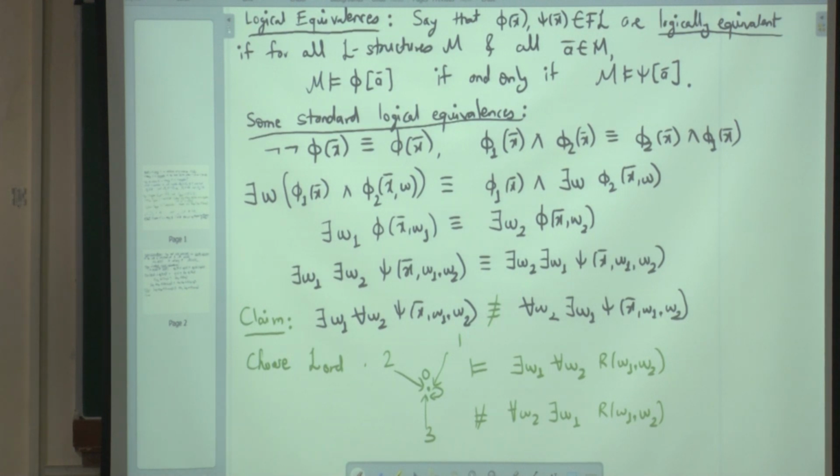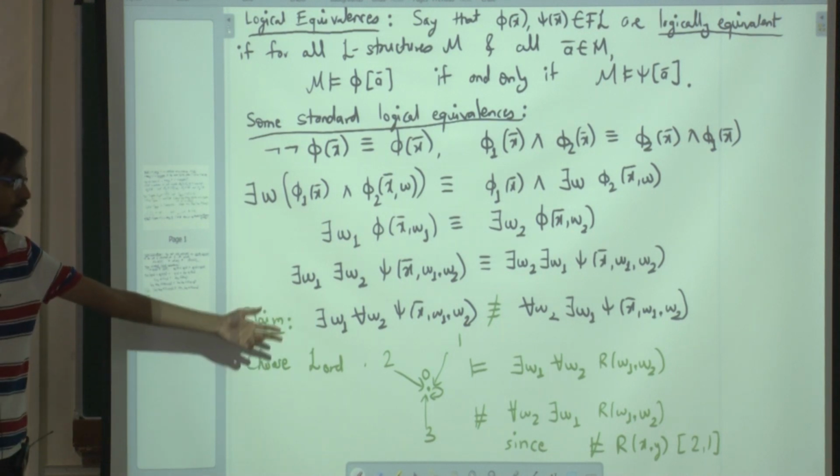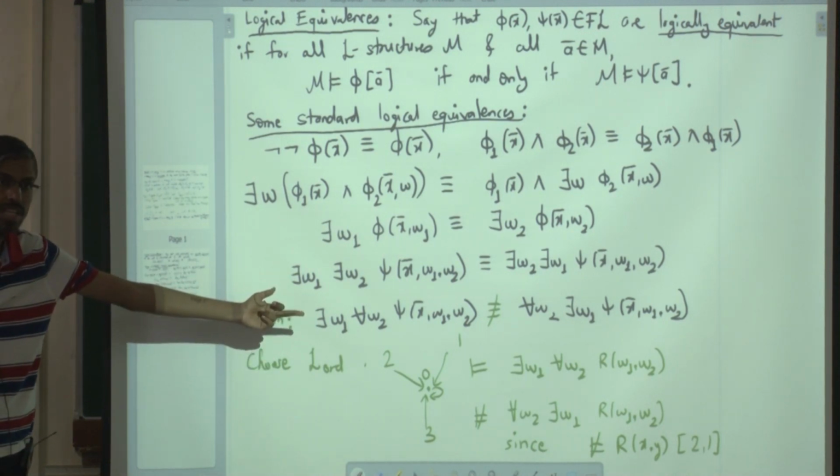Perhaps you will show that this is not true because this particular structure doesn't satisfy it at 2, 1. You have to show something like this. Maybe I should write it properly. I should say R x y at 2, 1. By showing this, you conclude that this doesn't happen, but that happens. That also you have to prove.